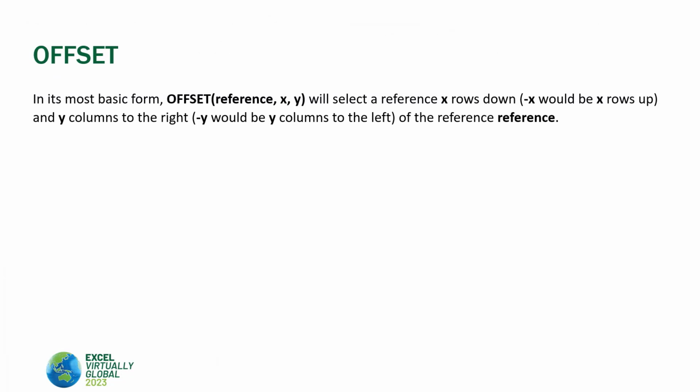I go on about the offset function all the time. I think a lot of people know it's one of my favorite functions. I'm not going to go through all of its intricacies, but in its most basic form, offset, open brackets, the reference, comma, x, comma, y, will select a reference x rows down, so minus x will be x rows up, and y columns to the right, whereas minus y will be y columns to the left of the reference.